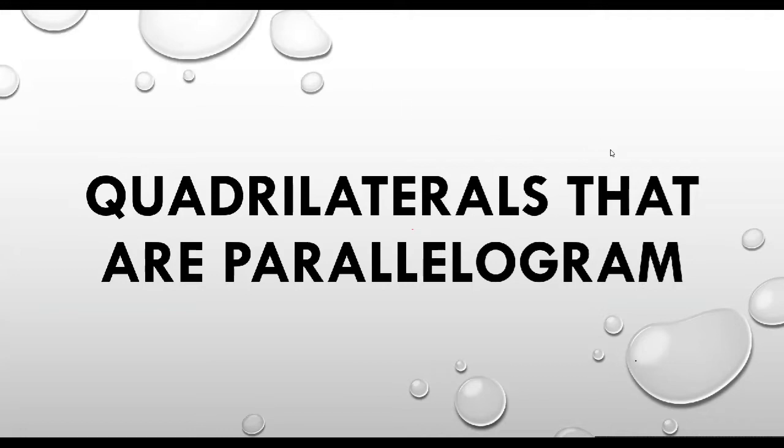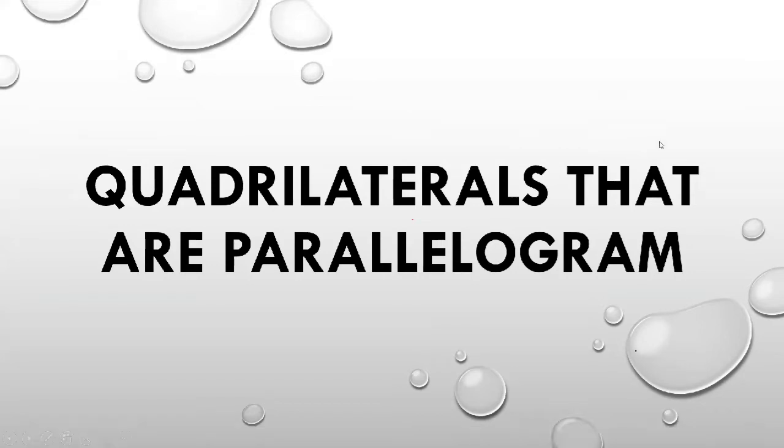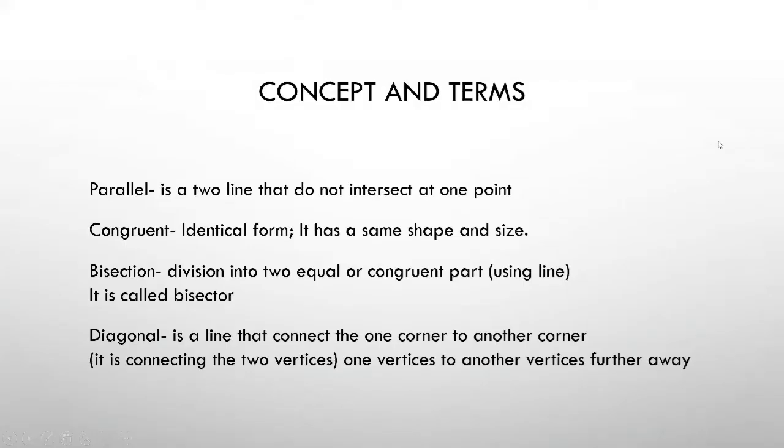So now, let's proceed with the symbols and the terms or concepts of our geometric figures. First, we have the parallel. Parallel is two lines that do not intersect at one point. It means they do not intersect even if you extend the two lines. Even if we extend both sides and both lines, they will not intersect. So that is a parallel.